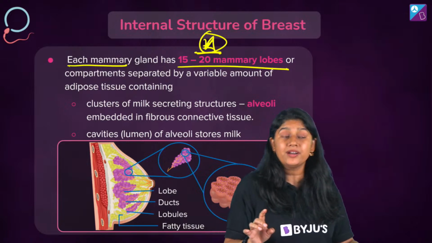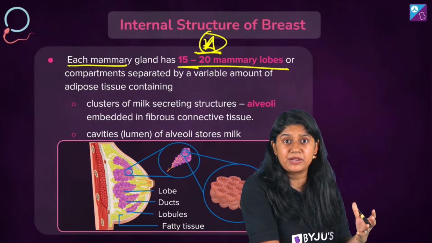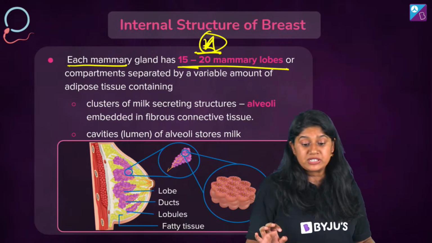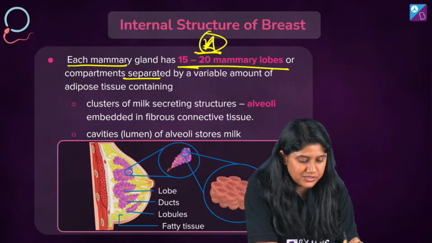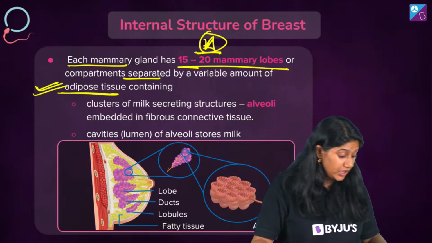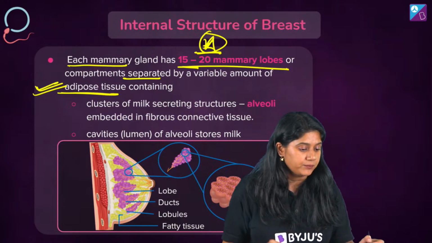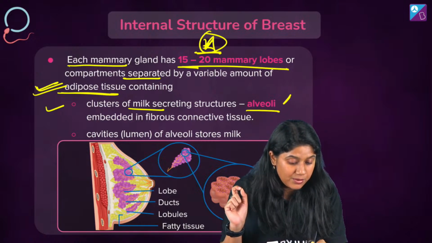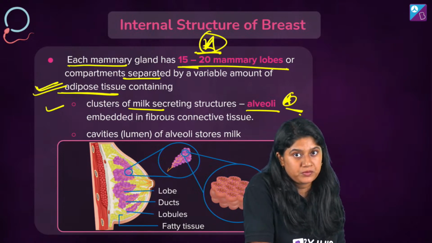The one important thing about this is that it has come in the examination. Each mammary gland has approximately 15 to 20 mammary lobes. And apart from that, we have compartments, and of course, it has adipose tissue. Again, a very important point that we should remember, and we definitely should have an understanding of it. We have the cluster of milk-secreting structures, which are called the alveoli, embedded in the fibrous connective tissue.